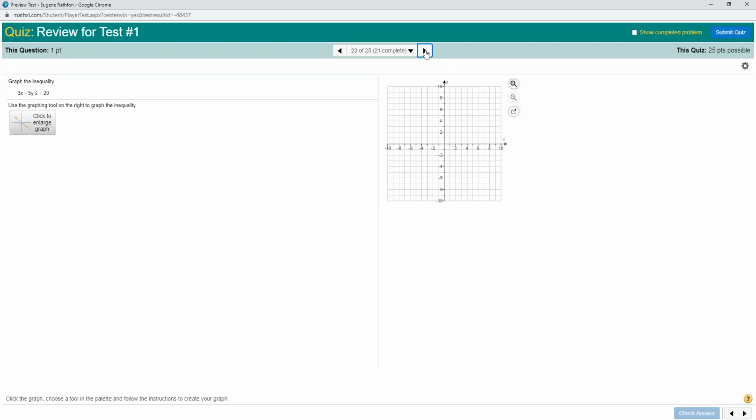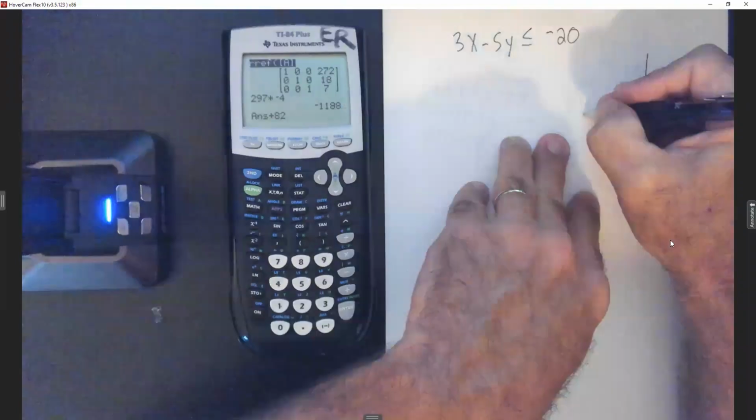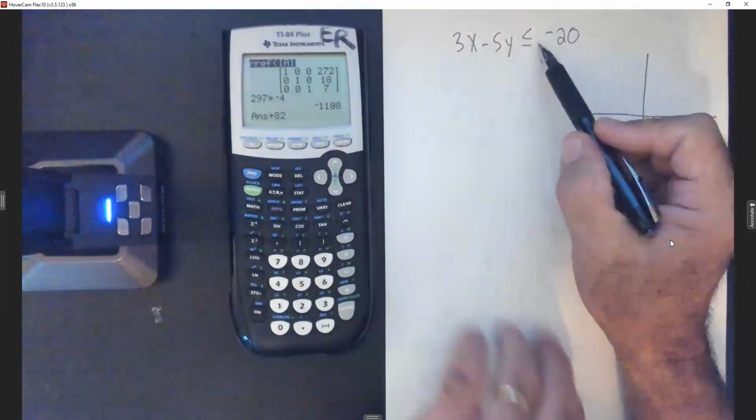All right, this one has 3x minus 5y is less than or equal to a negative 20. All right, so we'll work this one and then we'll figure out what to do on that calculator. So these are the ones where I was shading. So when I'm done, this graph will have some kind of shaded area because there's a lot of things that can make that less than or equal to that negative 20.